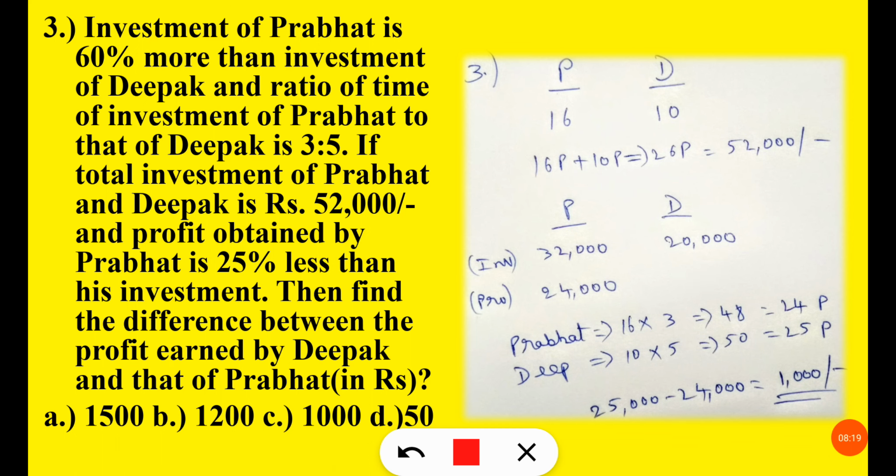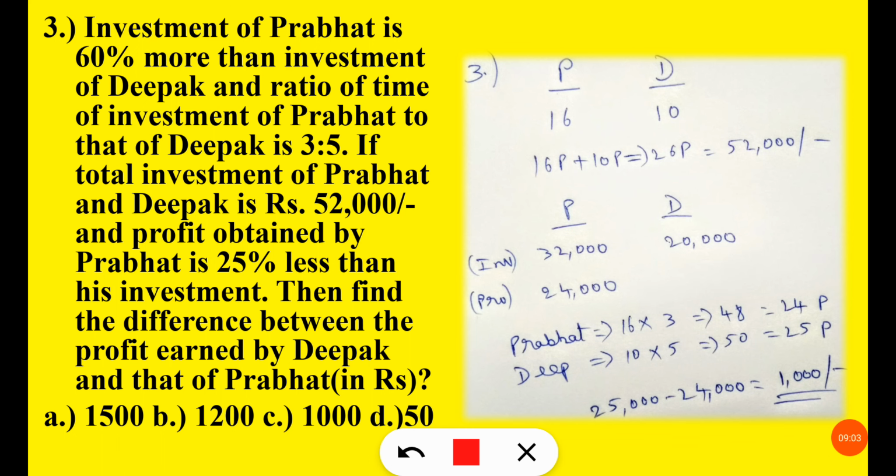Here the investment time ratio is given as 3:5. We have a well-known formula that investment into time is equal to profit ratio. I repeat, investment ratio into time ratio is equal to profit ratio. So that's why 16 into 3 equals 48, 10 into 5 equals 50. Therefore, the profit parts have become 24 parts and 25 parts for Prabhat and Deepak. We already know that Prabhat's profit is 24,000 rupees. 24 parts becomes 24,000 rupees. That means each part costs 1,000 rupees. Therefore, 25 parts cost 25,000 rupees. Therefore, Deepak has achieved 25,000 rupees of profit.